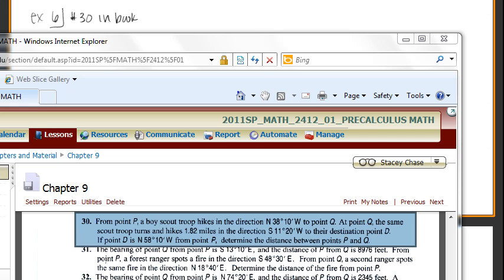Alright, let's get ourselves a picture drawn. First of all, starting at point P, we're going to go north 38 degrees 10 minutes west. So here's my point starting out. I'm going to go from the north to the west, right there. And they said 38 degrees and 10 minutes. They didn't exactly tell us how far we walked, but at least they told us we went to there.